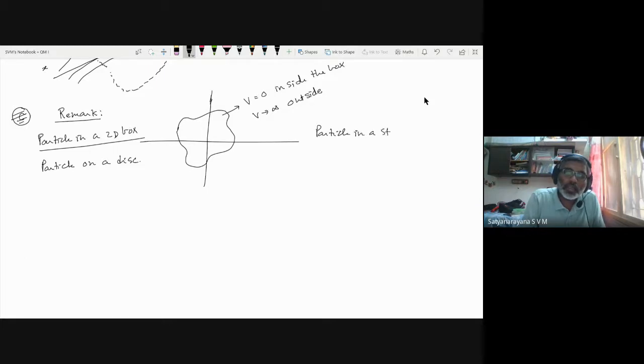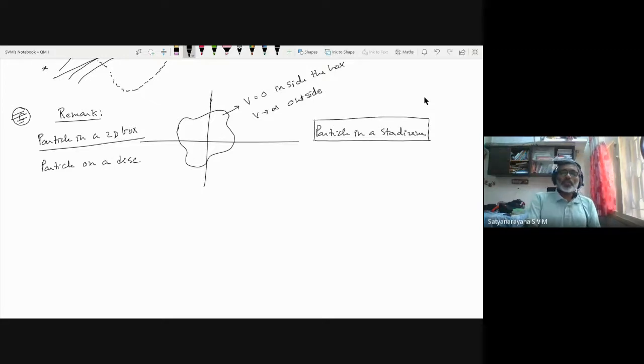So they call these arbitrary shapes stadia. So, particle in a stadium, kind of. This is almost a research problem. People are trying to look at the energy eigenvalues of a particle in a stadium.